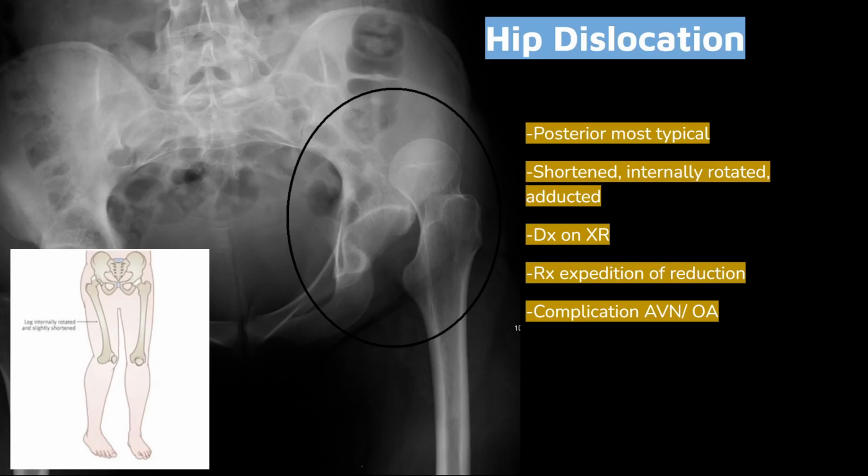Hip dislocation, posterior is most common, shortened, internally rotated, and adducted. You can see this on x-ray pretty easily. You want to prioritize reduction due to the feared complications of AVN and arthritis, which are very, very real.